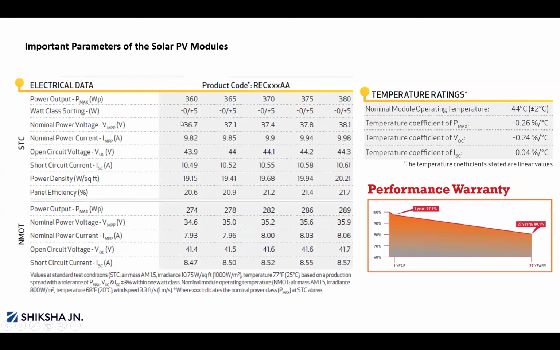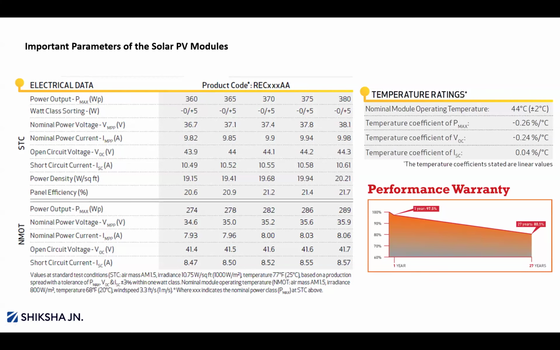In a PV module, there are two types of voltages. One is VOC, open circuit voltage. Suppose you are not connecting into strings, or not connecting to the inverter, and it is not generating any power, then we get that VOC value of 43.9. And when the modules are connected to the inverter and start generating power, that voltage is 36.7, Vmpp.